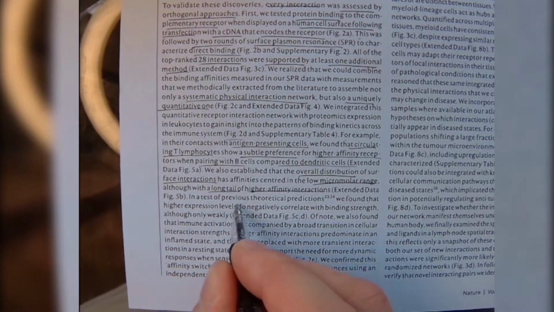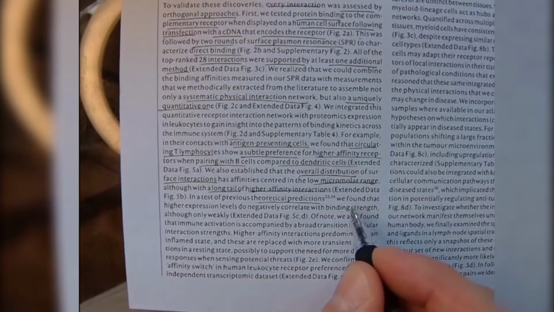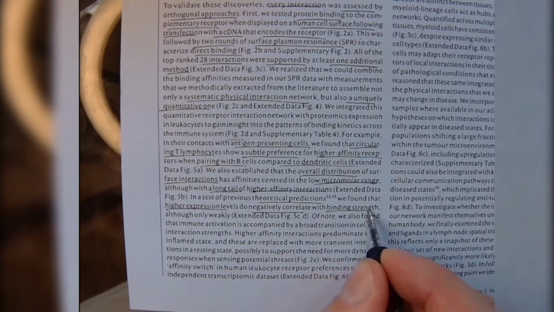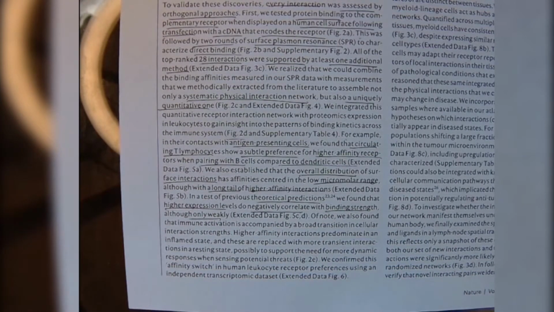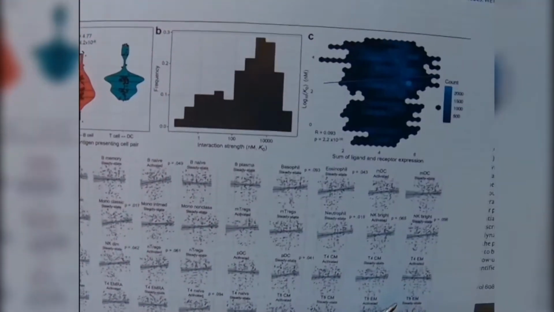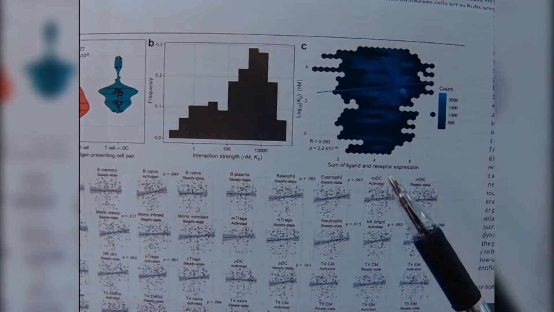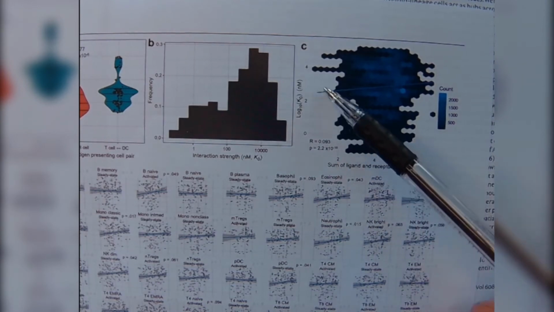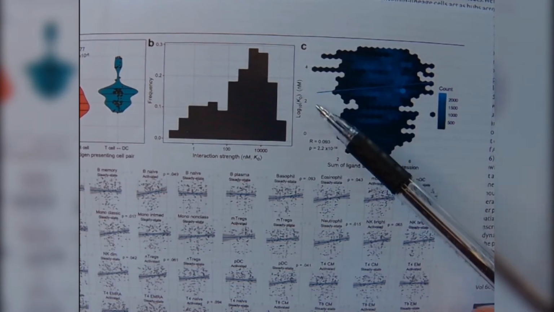"In a test of previous theoretical predictions, we found that higher expression levels do negatively correlate with binding strength, although only weakly." So Extended Data 5c and d. So when looking at binding strength, the lower your KD, the higher your strength. So then this curve up here, for example, makes sense in that the lower your number of ligands are, the lower your KD is, which means it has a higher binding strength.